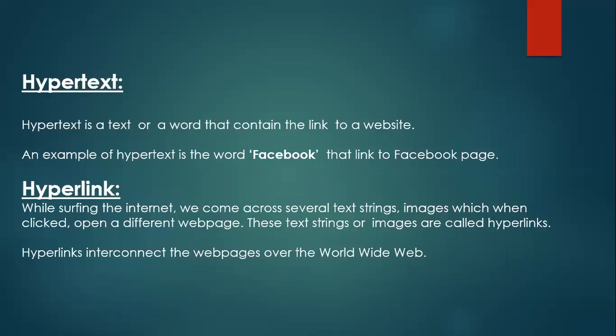As you all visit various web pages on the internet, you come across some of the text or words. When you click them, they open some other web pages or websites. So they are considered as the link to a website, and such texts that have the link to a website are considered as hypertext. Those are known as hypertext.